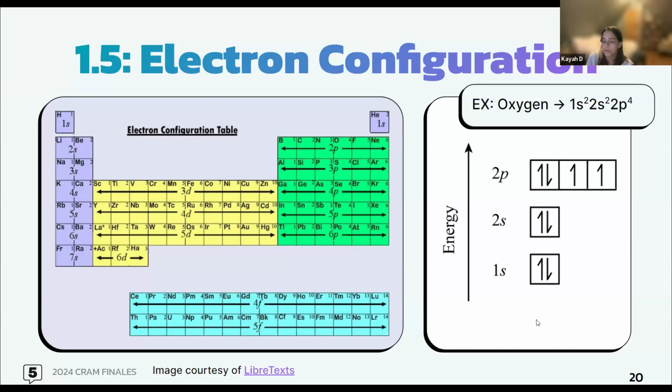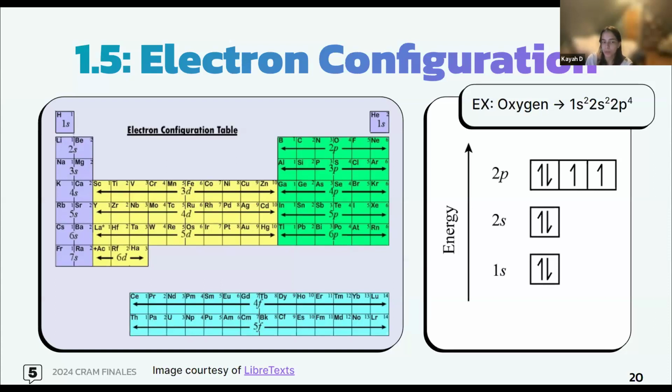Remember that the S sublevel can only have 2 electrons. The P sublevel can only have 6, D can only have 10. F, which they rarely use, sometimes they'll use it, but not often, can only have 14, right?